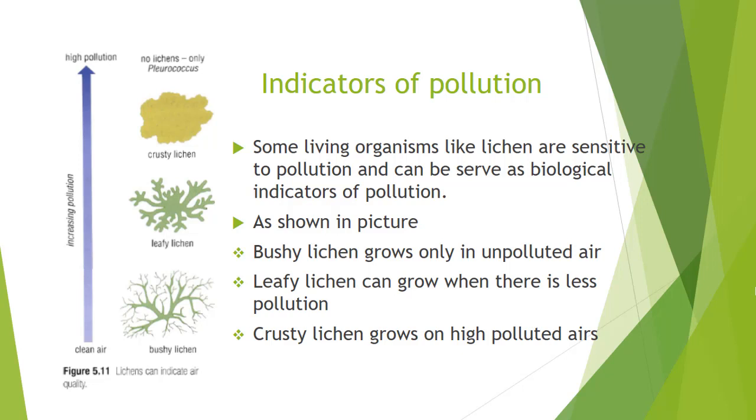They are found in less polluted areas, and there is also one type of lichen called crusty lichen, and they are mostly found where the air is highly polluted. So by these lichens in nature, we can easily determine the pollution of the air. Is it highly polluted air or non-polluted one? Let's continue.